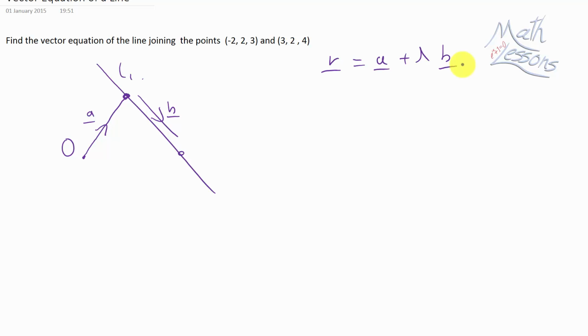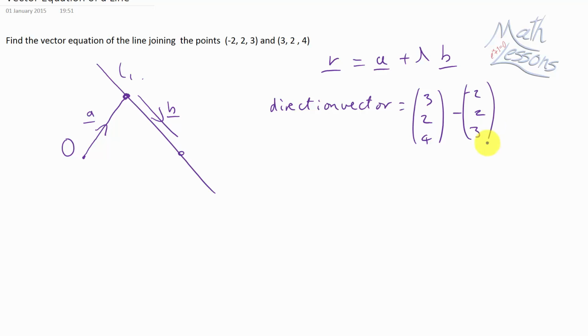So let's find our direction vector first, and we find that by going from one point to another, and we can do this just by subtracting the position vectors of those two points. So the direction vector is equal to (3, 2, 4) minus (-2, 2, 3), and we do 3 minus -2 gives us 5, 2 minus 2 is 0, 4 minus 3 is 1, and that gives us our direction vector. And we know one point on the line is (3, 2, 4), or we could use (-2, 2, 3).